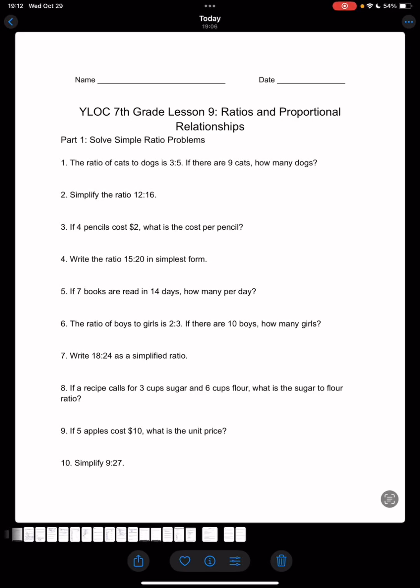Hi guys, welcome to lesson 9 of the 7th grade worksheet, and today we're going to be working with ratios and proportional relationships. In part 1, we're going to be solving simple ratio problems. Let's look at number 1.